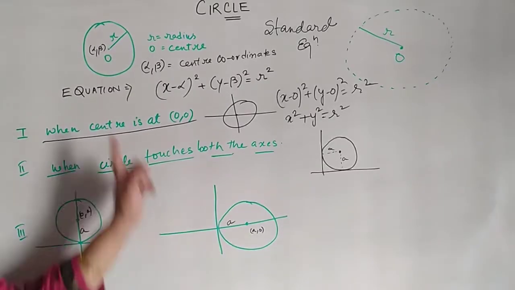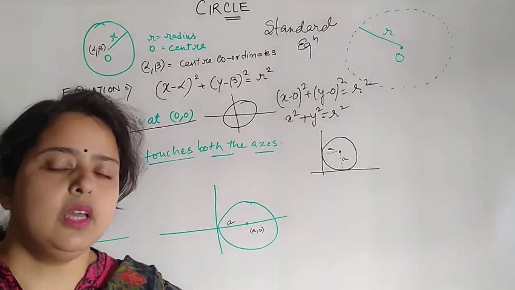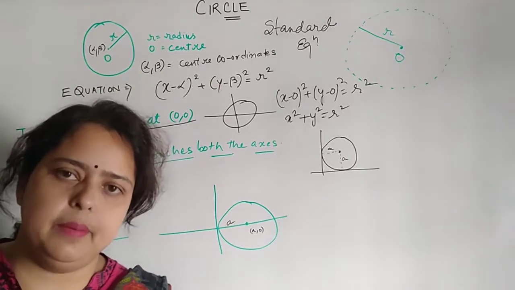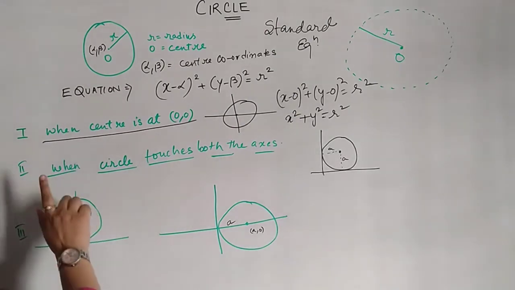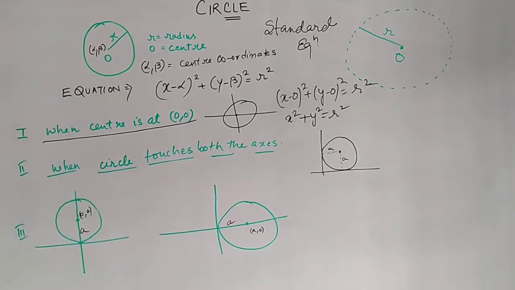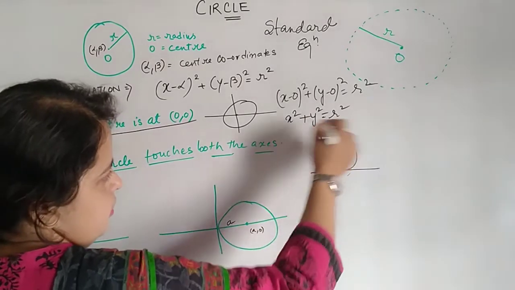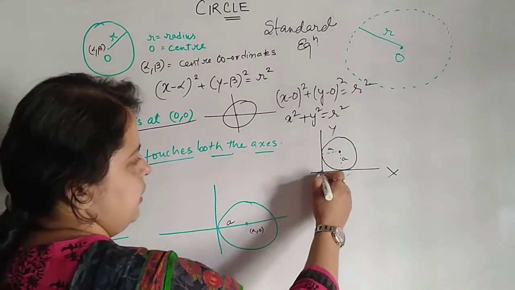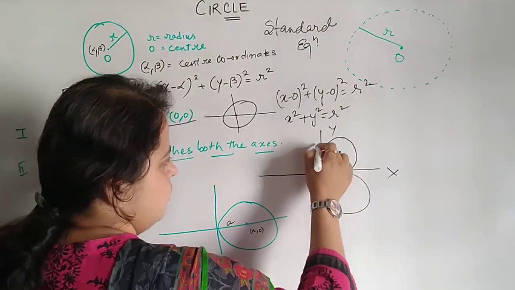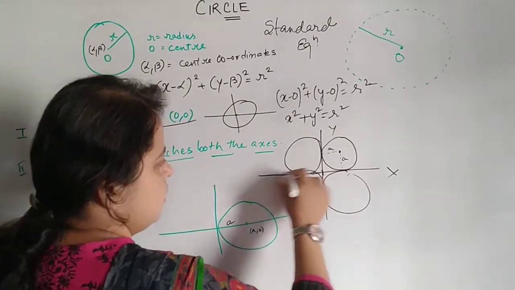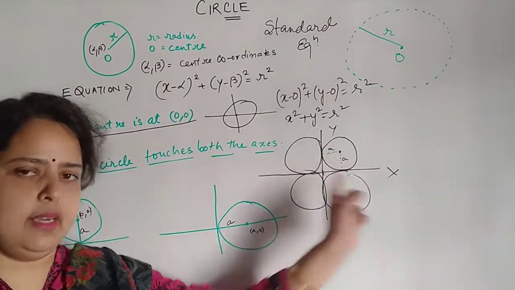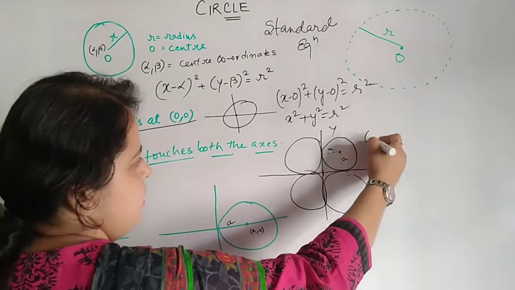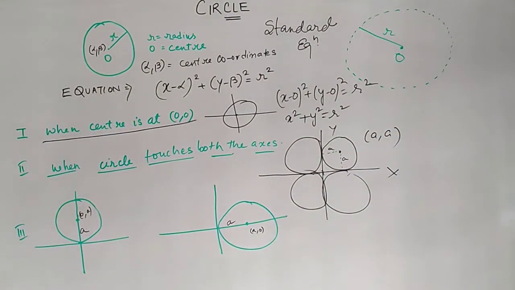Using this standard equation, we can find the equation of the circle in different positions in your two-dimensional plane. For example, I am taking when the circle touches both the axes. That means the figure will look like this. Here is the x-axis and the y-axis. It can be here also, like this also. So the circle touches both the axes. If it is in the first quadrant, then the center coordinate alpha, beta is a comma a.